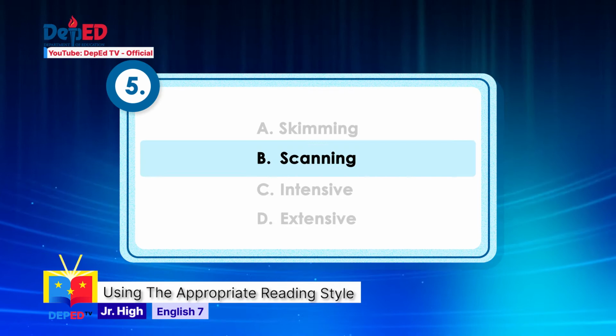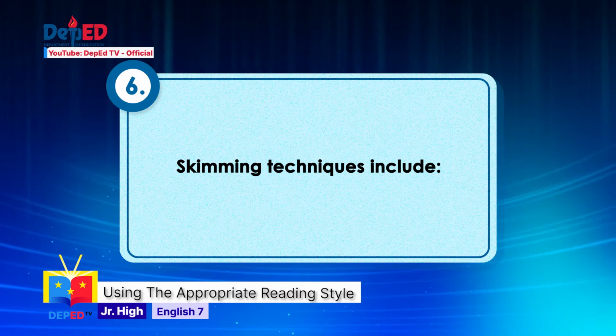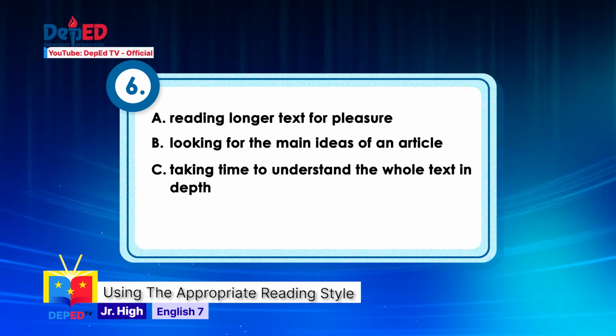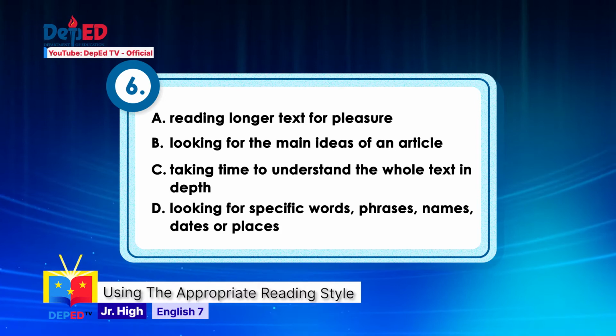Number 6. Skimming techniques include A. Reading longer text for pleasure. Letter B. Looking for the main ideas of an article. Letter C. Taking time to understand the whole text in depth. Letter D. Looking for specific words, phrases, names, dates, or places.